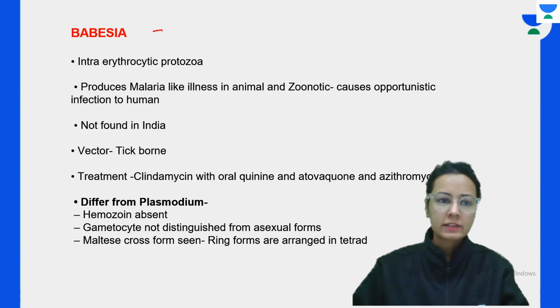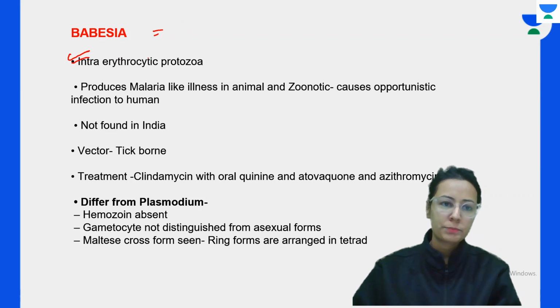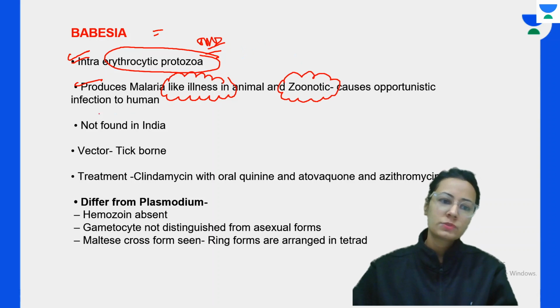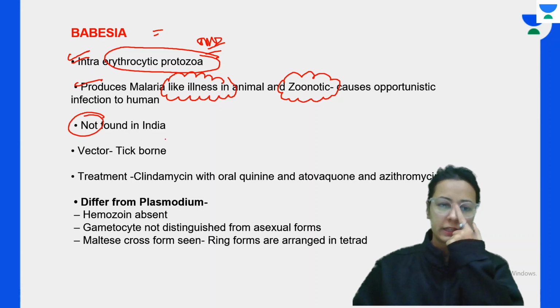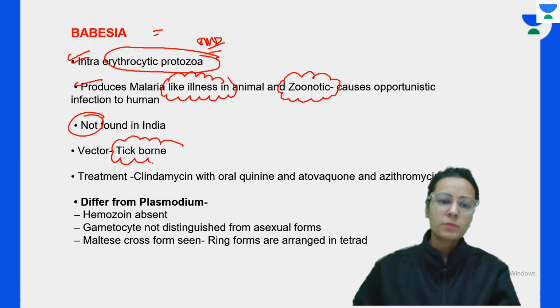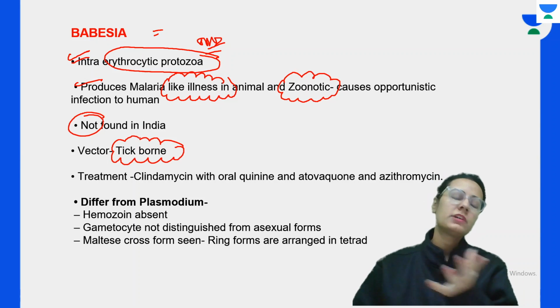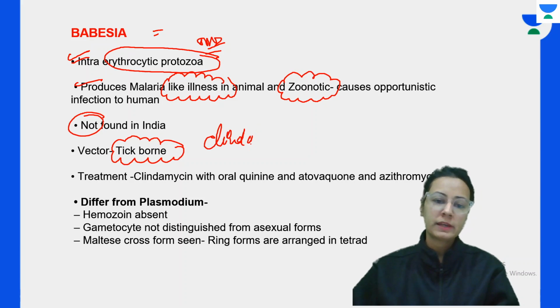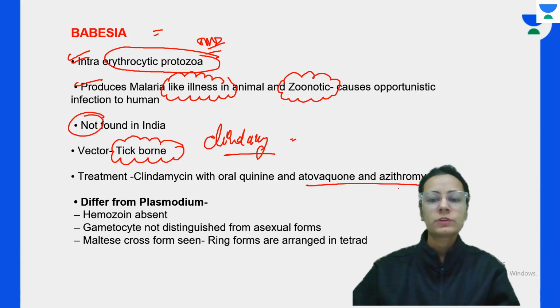Now, coming to the next one, that is Babesia. Babesia are intra-erythrocytic protozoa, just like malaria, and they produce a malaria-like illness in animals and are zoonotic, causing opportunistic infection in humans. It is not found in India. The vector is the tick-borne. Treatment is given with clindamycin with oral quinine, and atovaquone with azithromycin.